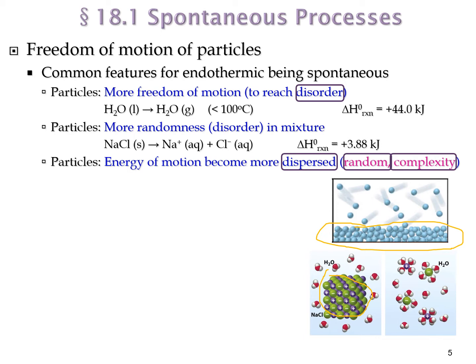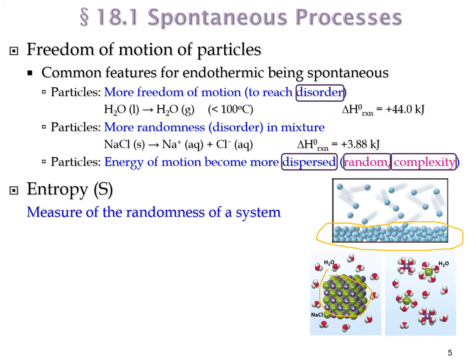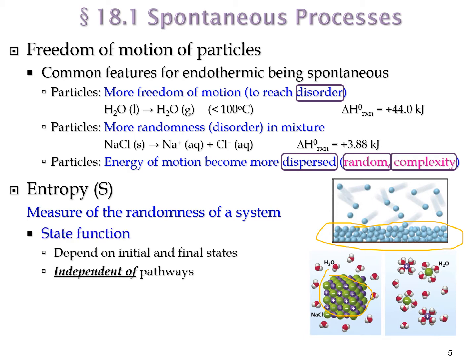All right, now we need a measure. We need a certain variable to describe all these 4 words. Therefore, we introduce entropy. Entropy is a measure of the randomness of the system. And entropy, by the symbol, we realize it is a state function.